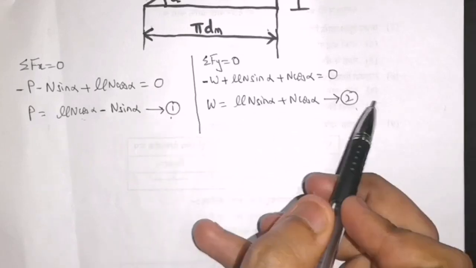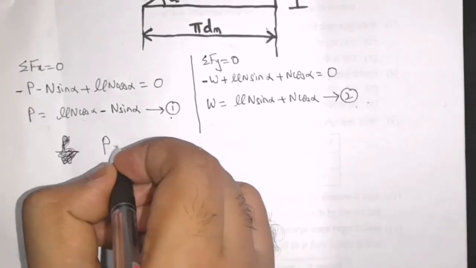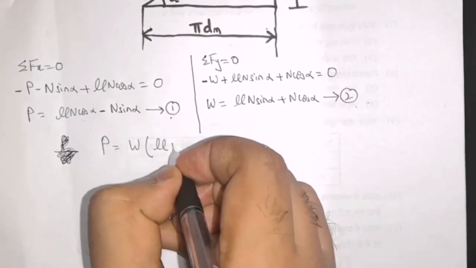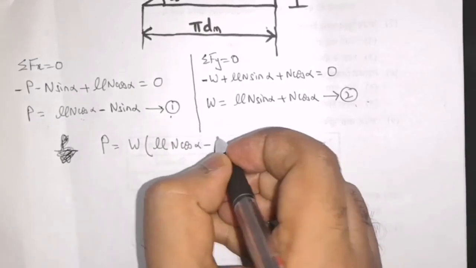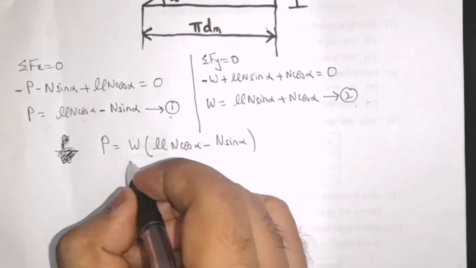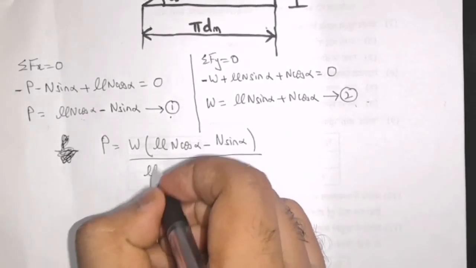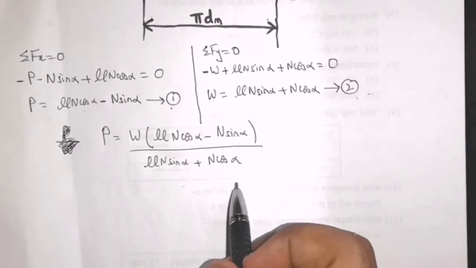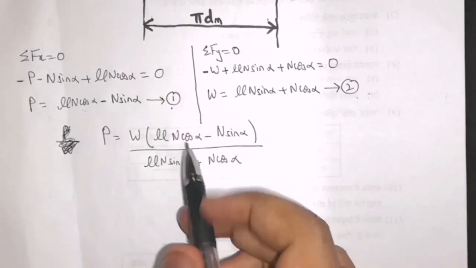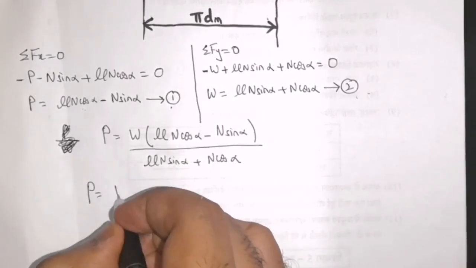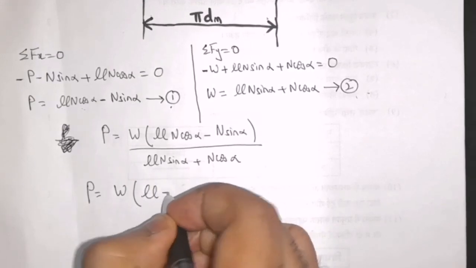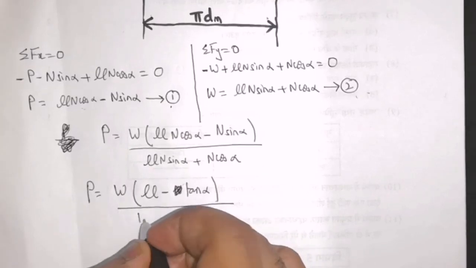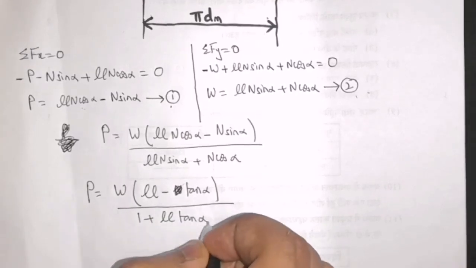Dividing equation 1 by 2, I will get P is equal to W multiplied by mu N cos alpha minus N sin alpha divided by mu N sin alpha plus N cos alpha. Dividing numerator and denominator by N cos alpha, I will get P is equal to W into mu minus tan alpha divided by 1 plus mu tan alpha.